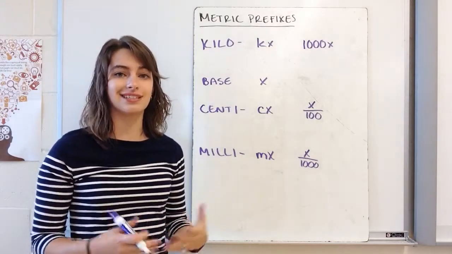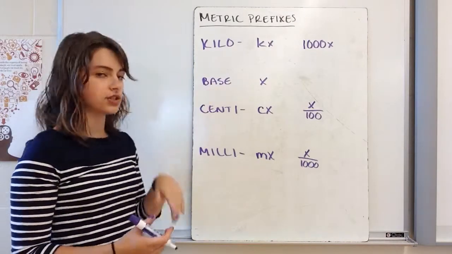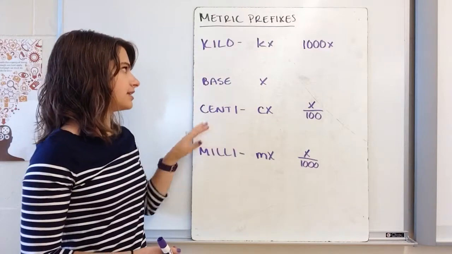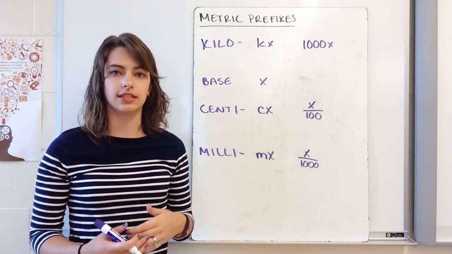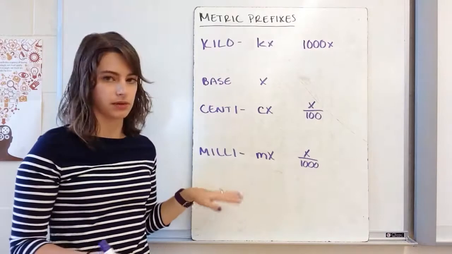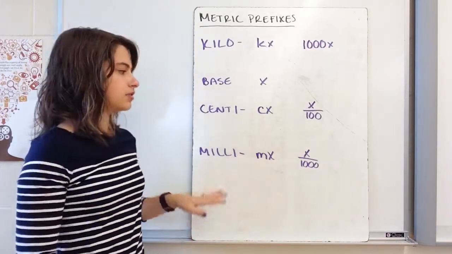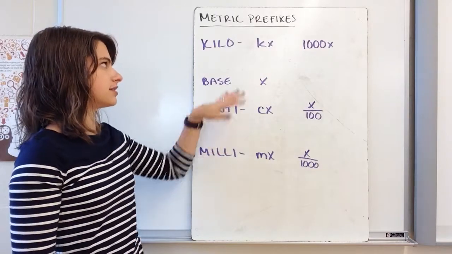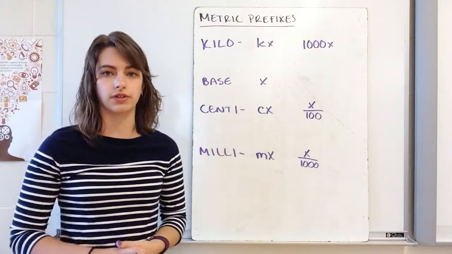Depending on the size of whatever you're measuring, it's going to determine whether you use just your base unit or whether you use centi, milli, or kilo. For instance, we wouldn't measure distances between houses using millimeters. That would be ridiculous. We'd have tons of millimeters. So it makes a lot more sense to measure distances using kilometers. So that's where our metric prefixes come in.